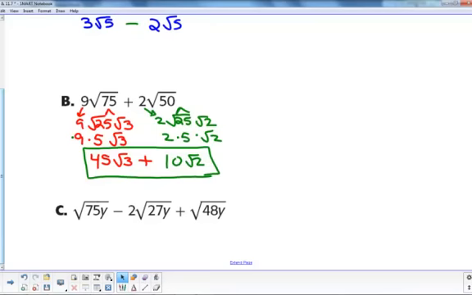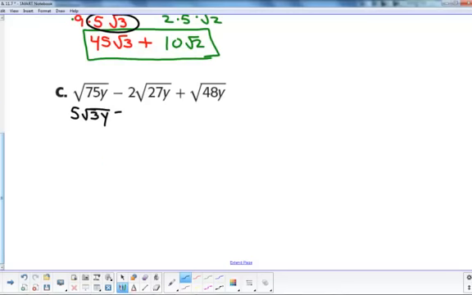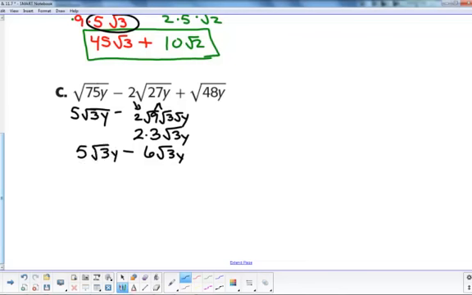And then root 75, we already know simplifies into 5 root 3 because we just did it right here. So this is 5 root 3, and that y is not coming out. The next term, 27, 9 goes into that. So 9 times 3 times y, and don't forget your 2 here. So this is really 2 times 3 root 3y. So this is 6 root 3y. Well, these two can go together, so let's make sure we do that. Let's actually just do that. So negative 1 root 3y.